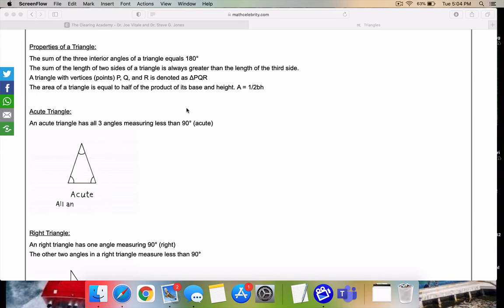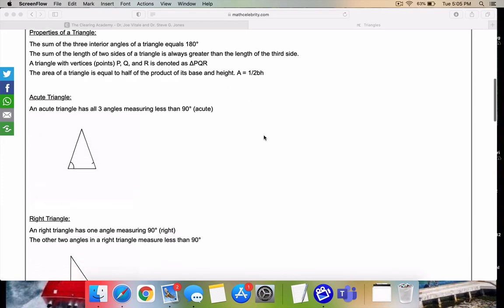Next, a triangle with vertices or points PQR, as you saw above, is denoted as triangle, this little symbol here, PQR. So whatever your 3 points are, you do the triangle symbol and then the 3 points to write it out. And finally, the area of a triangle is equal to half the product of the base and the height. So area is 1/2 times base times height.